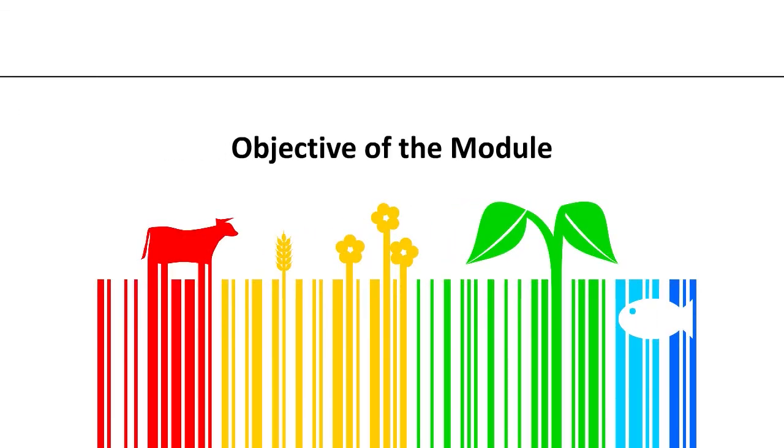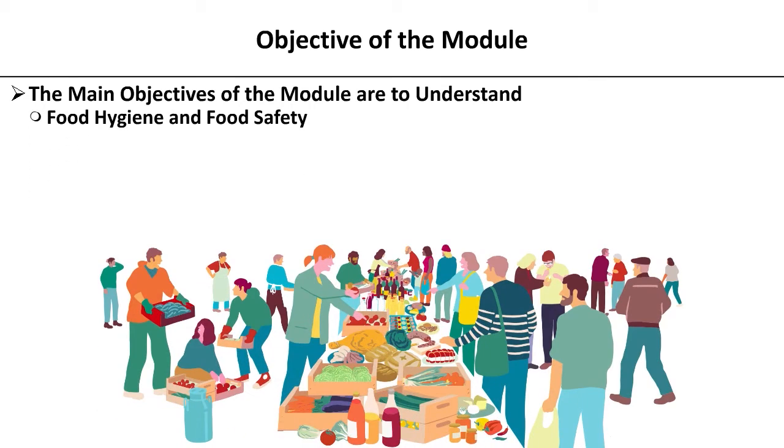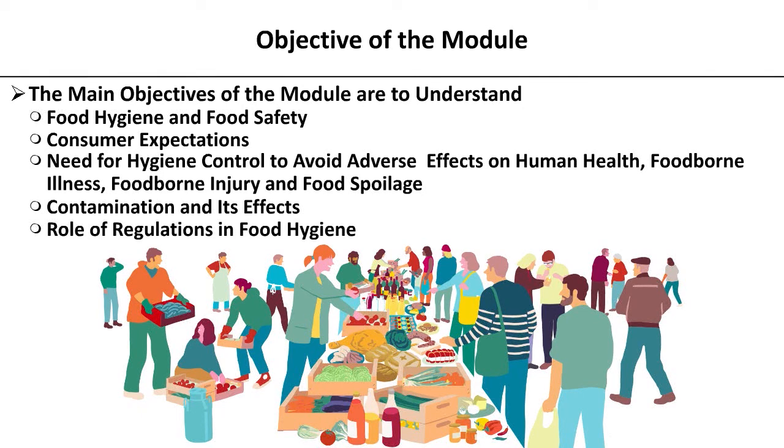Objective of the module. This module has been drawn out with the objective of helping in the understanding of food hygiene and food safety, consumer expectations, need for hygiene control to avoid adverse human health effects, foodborne illness, foodborne injury and food spoilage, contamination and its effects, and the role of regulations in food hygiene.